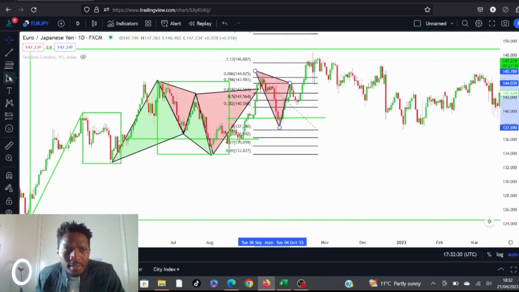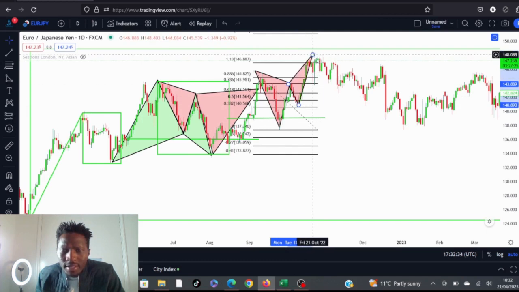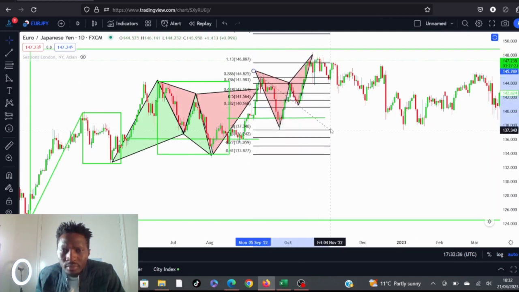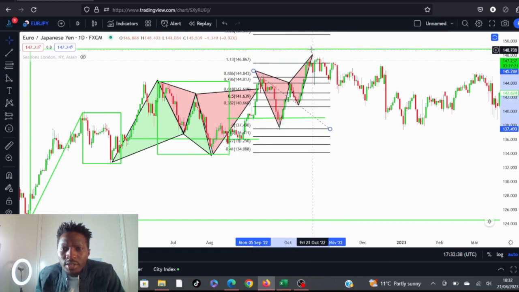because the bearish pattern, the butterfly pattern, will complete somewhere at the 113 Fibonacci extension. I'm going to delete that.